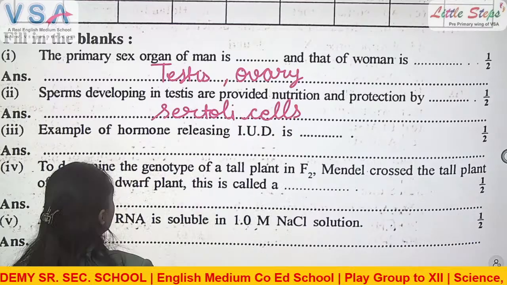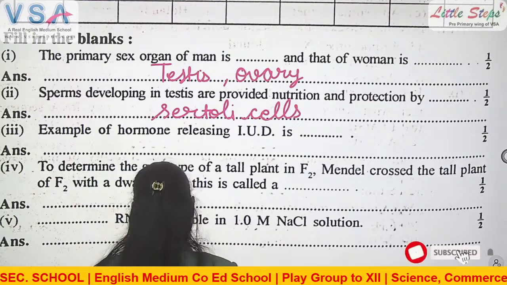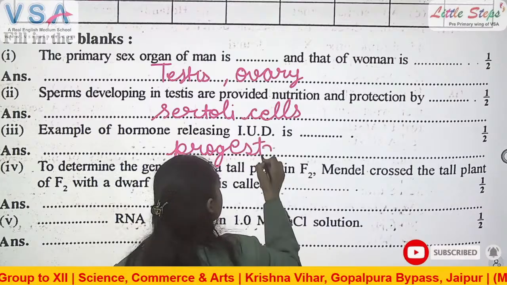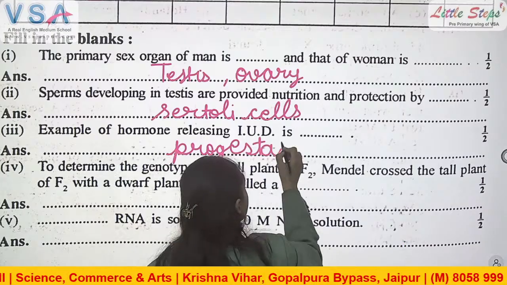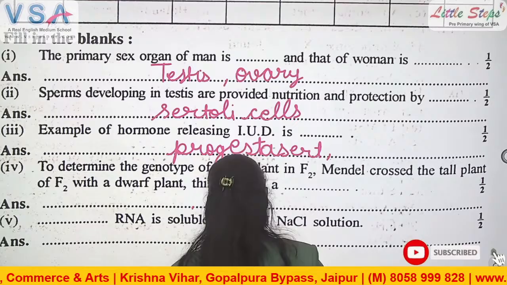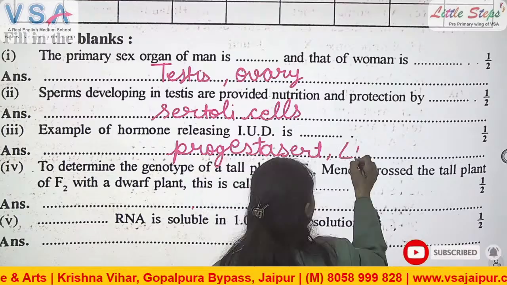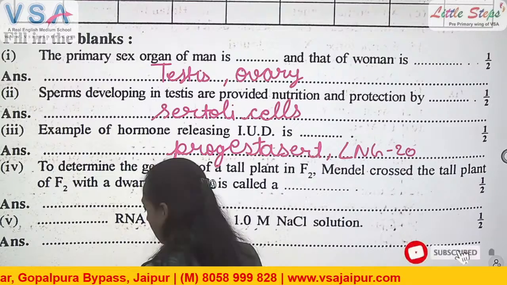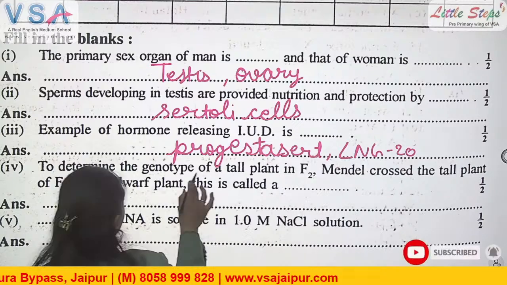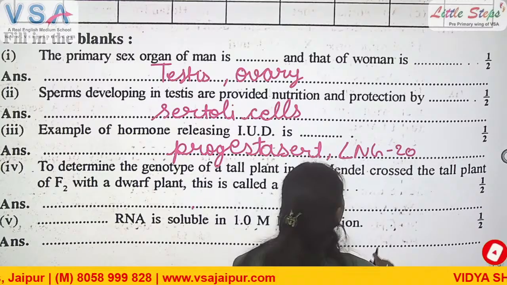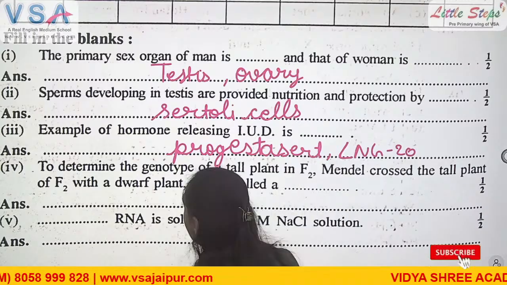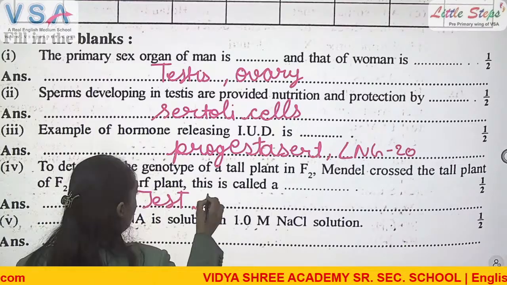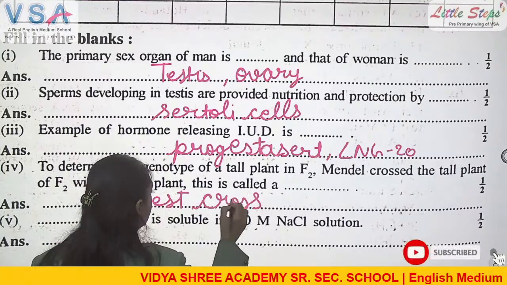Which is the hormone releasing IUD? Progestasert, and another one will be LNG-20. Okay. Now, to determine the genotype of the tall plant in F2, Mendel crossed the tall plant of F2 with a dwarf plant. This is called test cross. Okay.